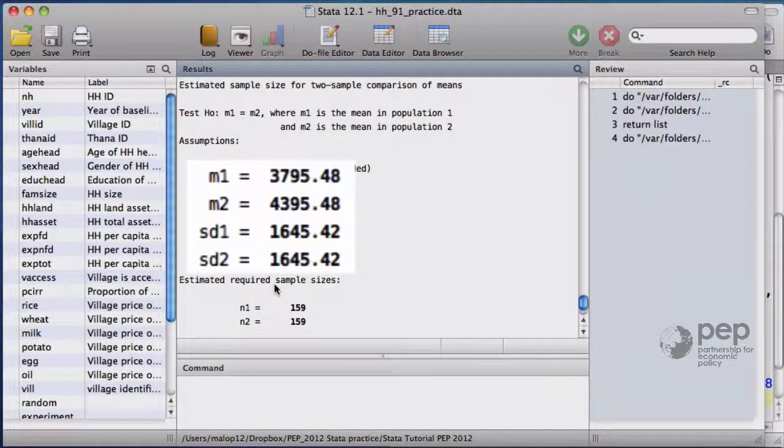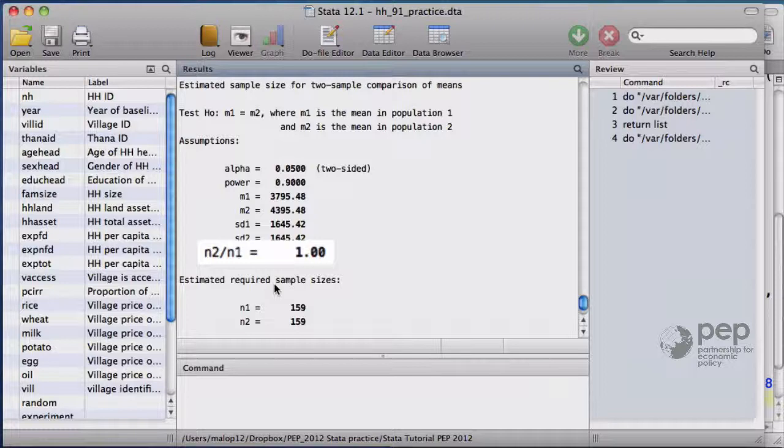Those are the arguments that we gave ourselves as inputs for the function: the mean outcome in the control group, the mean outcome in the treatment group, the standard deviation that we assume to be the same in both groups, and n2 over n1 as the ratio of the observations in the treatment group over the control group. One means that they have the same size. One is the ratio that maximizes the power of the evaluation, although this is not always possible. You can go to Stata Help to explore how to change the default assumptions and how to add other options to this command.